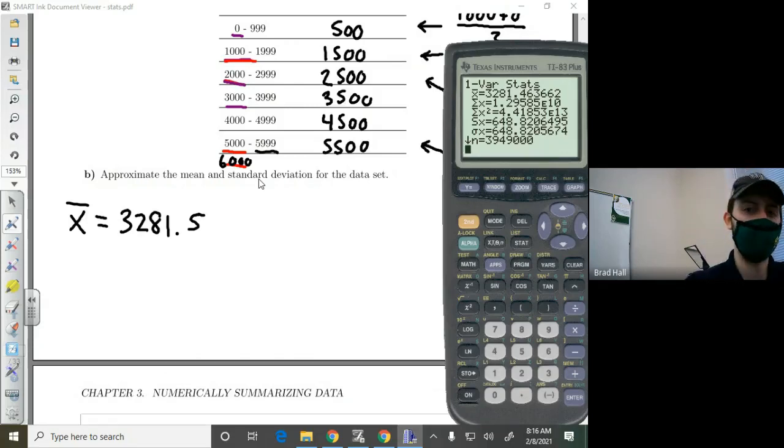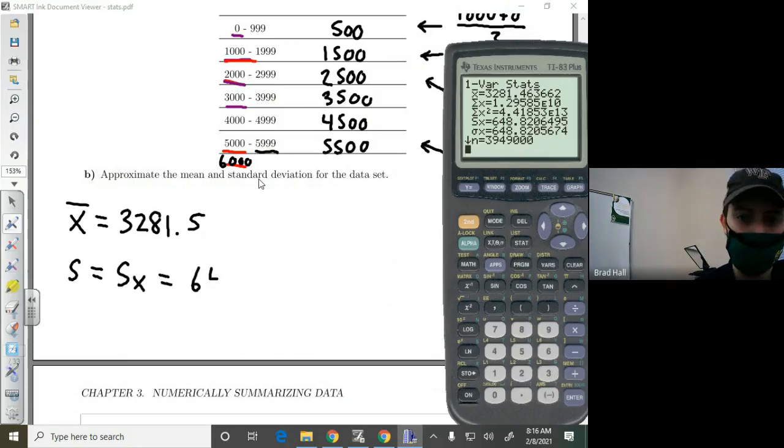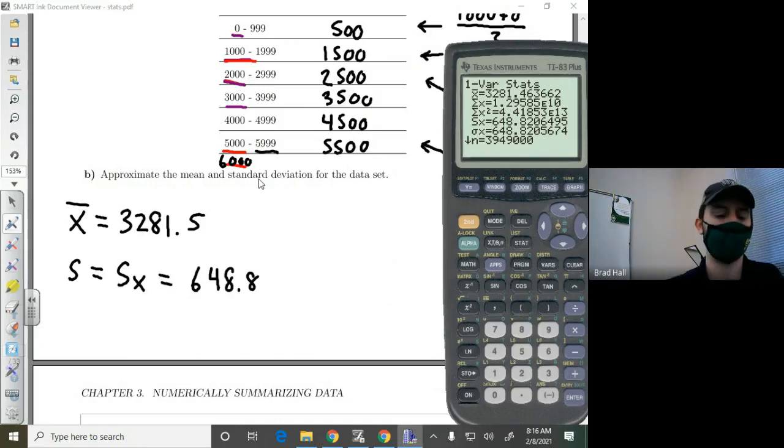And we'll go ahead and use the sample standard deviation. So sample standard deviation is denoted with an S, but in the calculator they call it Sx. So I have both notations here. I mean, the numbers are virtually the same. 648.18. So if you have those values on your calculator, then that means you did everything right.